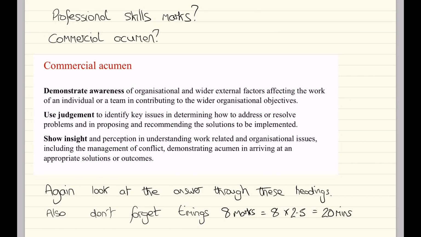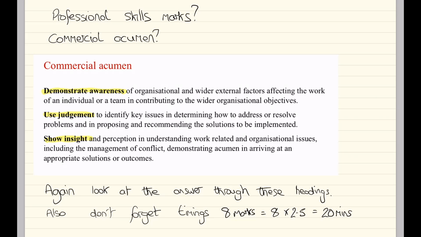In terms of professional skills on commercial acumen, think about when writing our answer, demonstrating awareness, using judgment and using insight to see the conflict between what is required by the Transport Minister and what we need to satisfy our shareholders. I think on both the professional skills marks, it is worth spending some time looking at the official answers and seeing the professional skills marking grid.